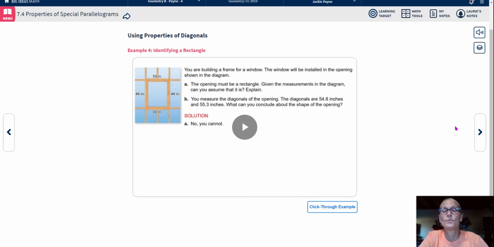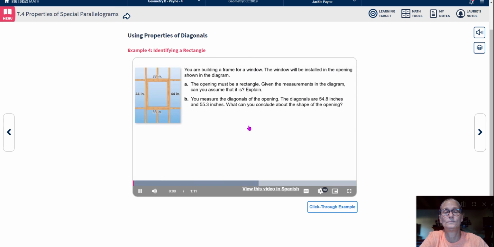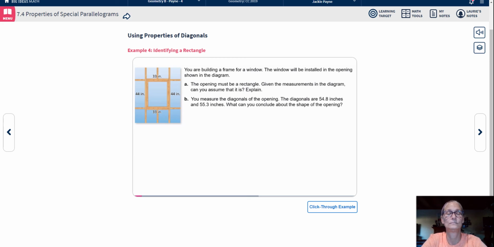So we're going to go through a real-life example, building out a frame for a window. You are building a frame for a window. The window will be installed in the opening shown in the diagram. Part A. The opening must be a rectangle. Given the measurements in the diagram, can you assume that it is? Explain. Part B. You measure the diagonals of the opening. The diagonals are 54 and 8/10 inches and 55 and 3/10 inches. What can you conclude about the shape of the opening?